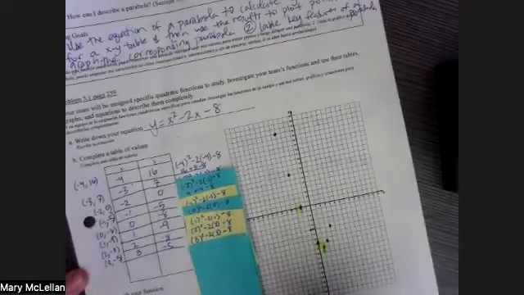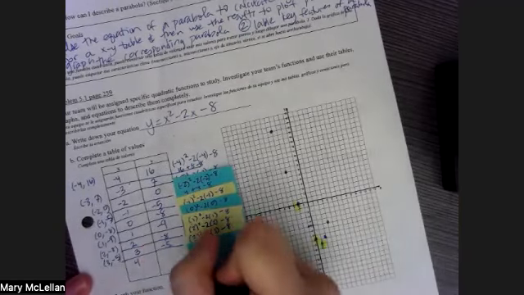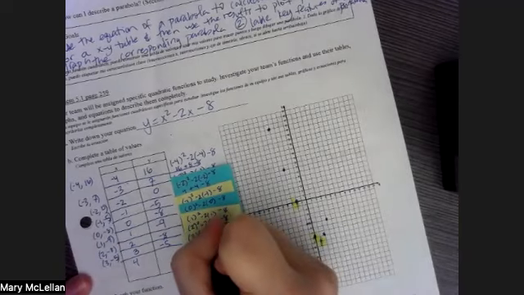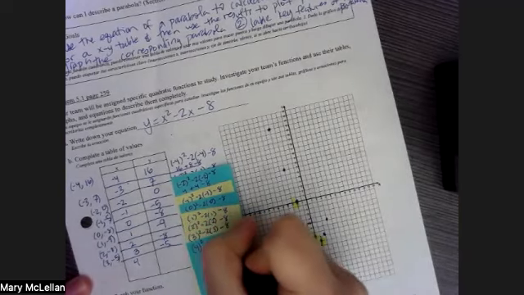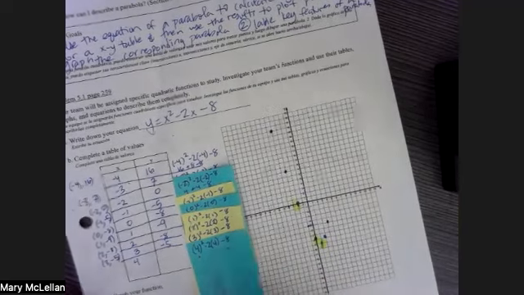Okay, next. I'm going to do 4. 4 squared minus 2 times 4 minus 8. That's 16 minus 8 minus 8. That gets you 0. Okay, that's the point (4, 0), over 4 up to 0. Look, that's a repeat value too.